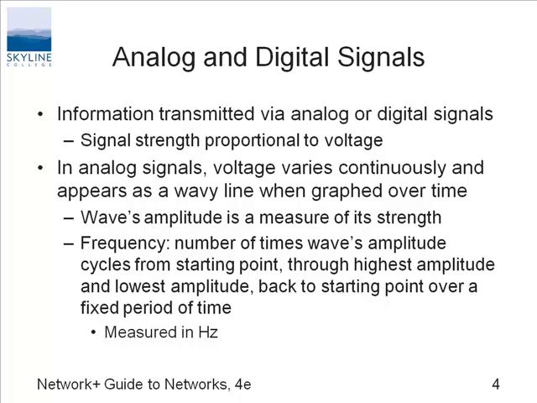Frequency is the number of times the amplitude cycles start from a point and go through the highest one. So what it really means is if we start at a point, go to the maximum amplitude, go back through the zero point to the minimum amplitude, and then back to the zero. So that would be one complete cycle.